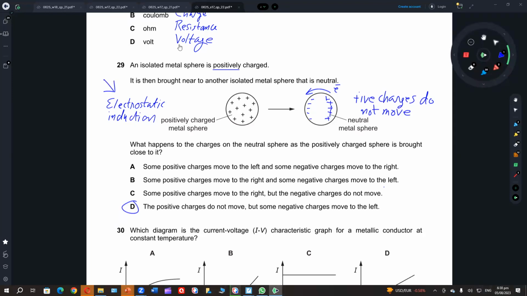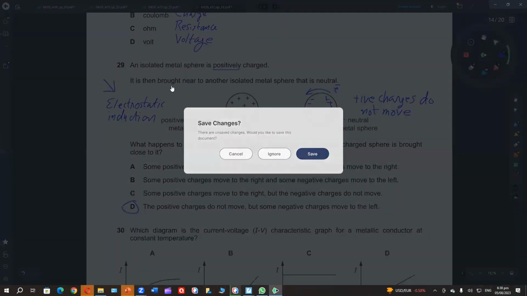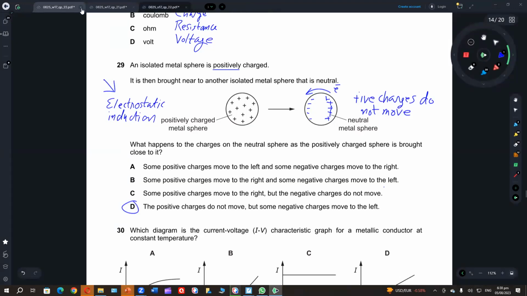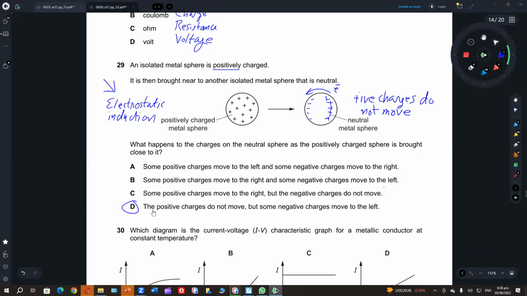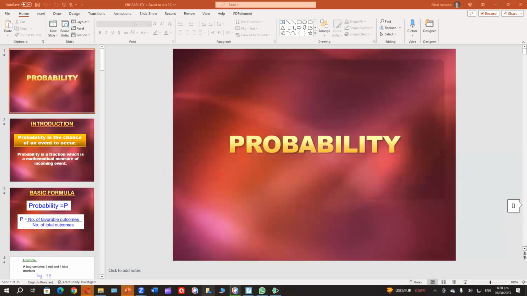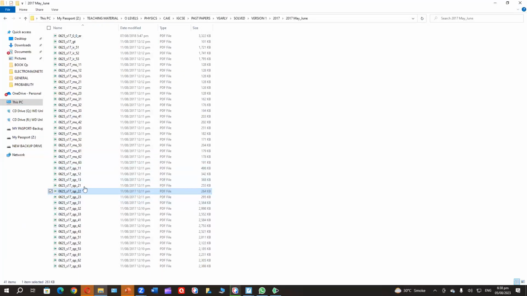Electrostatic induction. Look, this is the benefit: if you once learn the theory, do the past paper, learn the theory again, keep on learning and doing the past paper, it will actually tell you what questions are always coming. Can you look for another question for me?